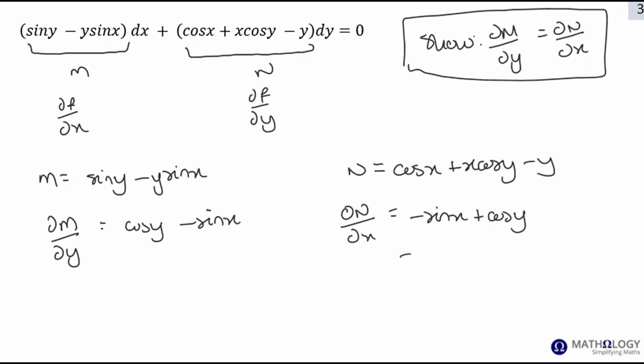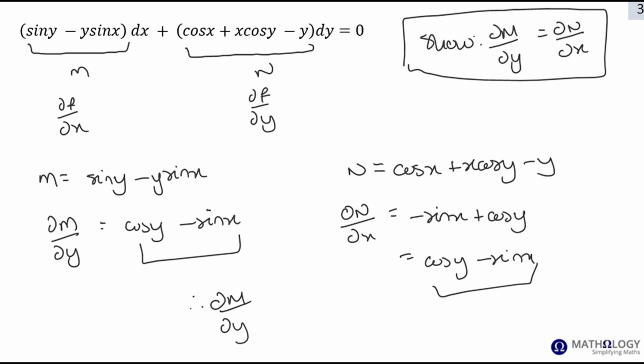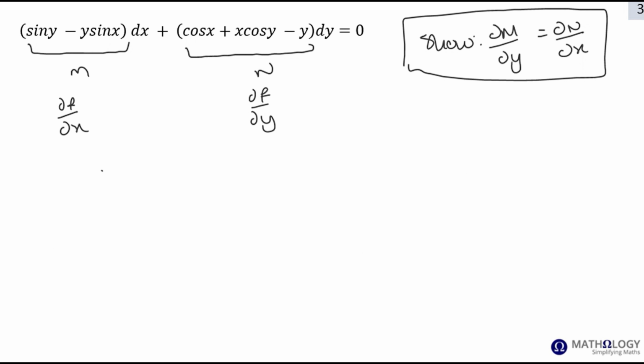So comparing the two, just write this as the positive term first, cos y minus sine x. We get the same expression. So therefore, the partial of m with respect to y equals the partial of n with respect to x. So therefore, the differential equation is exact. So we'll start with m again. The partial of f with respect to x is sine y minus y sine x.